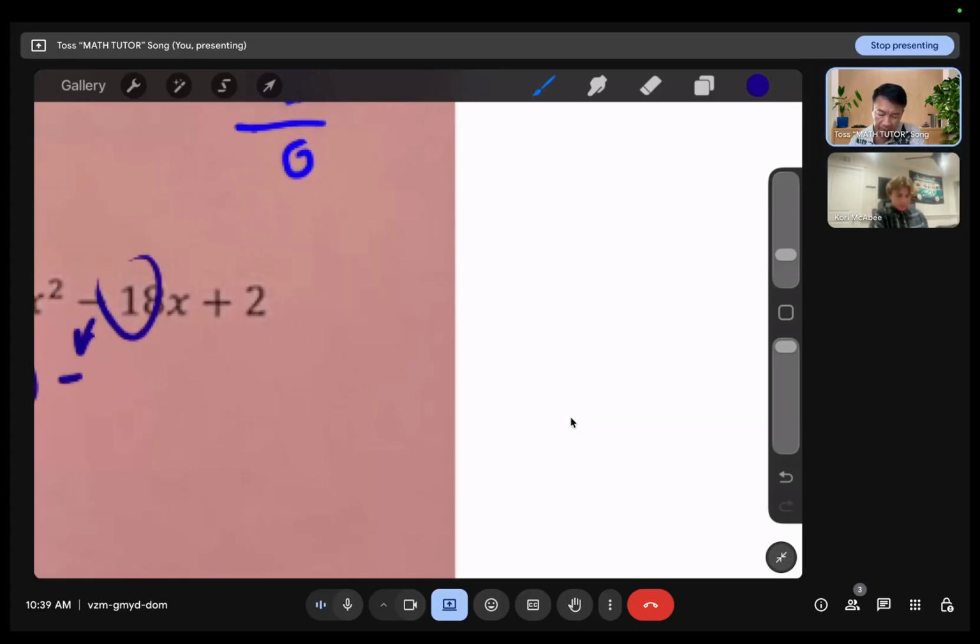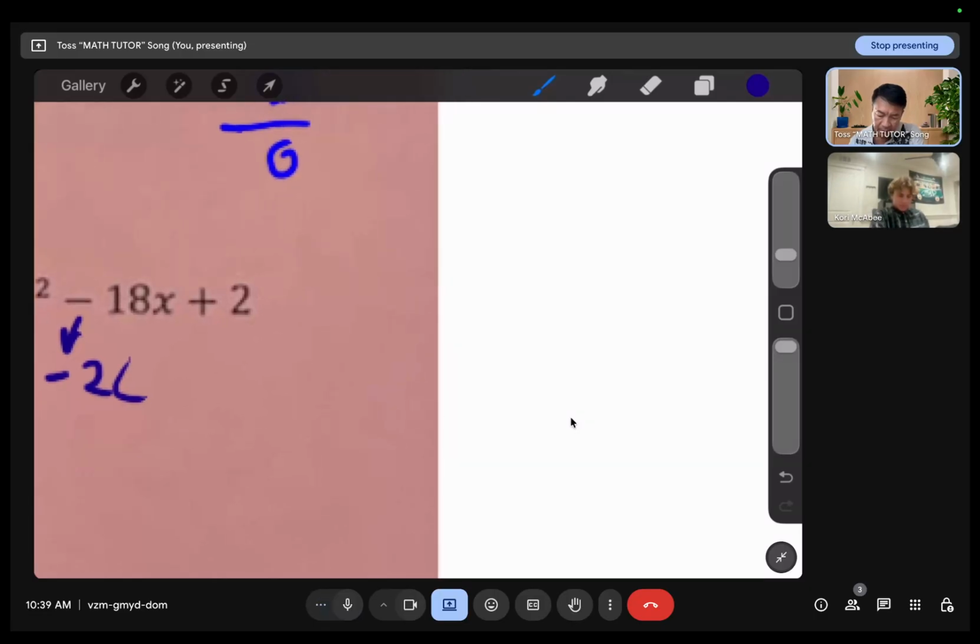So what's a common factor between 18 and 2? It would be a 2. So a negative 2 will be the common factor. And then negative 2 times what will give you negative 18x back. It will be a 9x. A negative 2 times what will give you plus 2 back. It will be a minus 1. Right? Negative 2 times a negative 1 is positive 2.